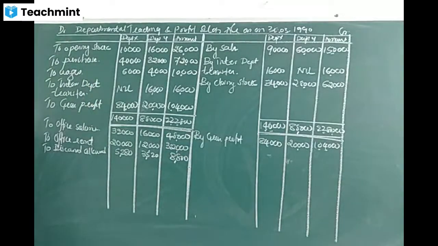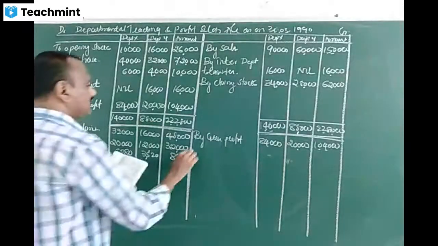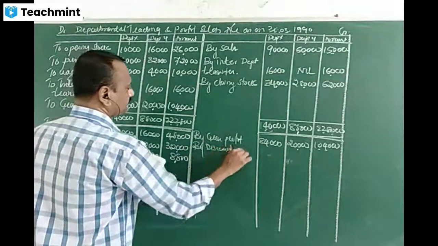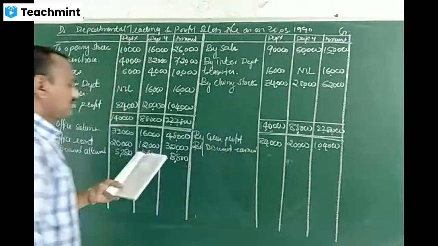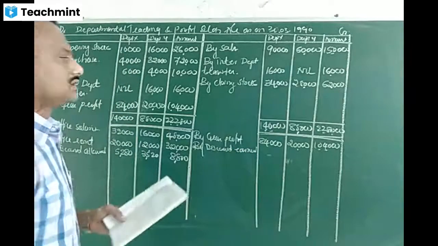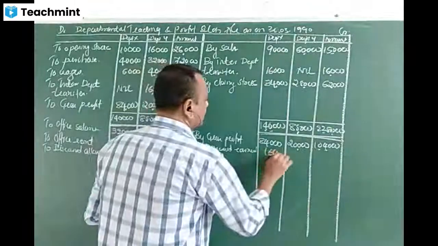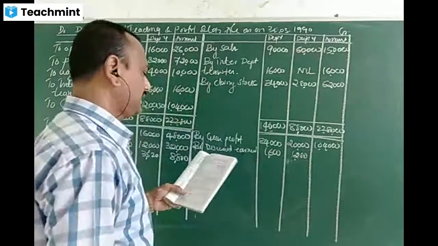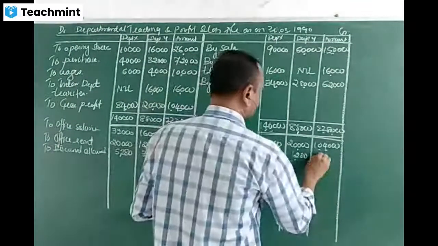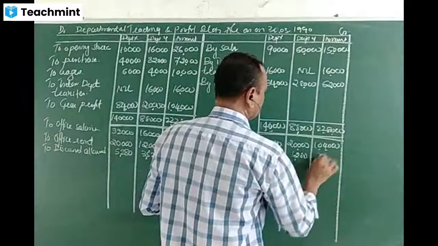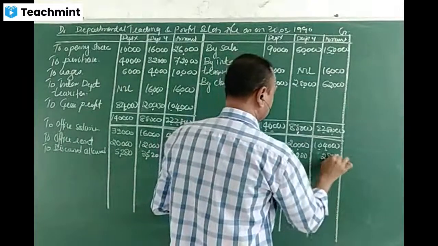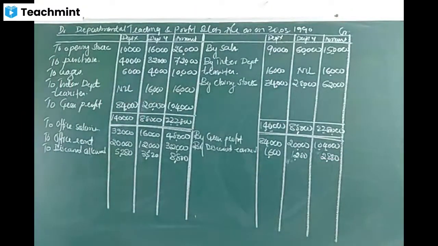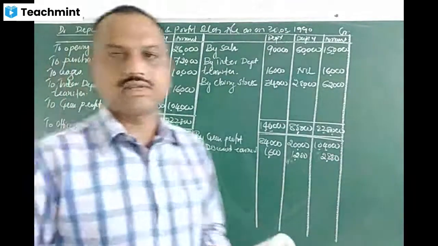Okay. After that we have discount earned. I think 1,600 and 1,280. Total will become 2,880. So here we have completed the particular information.